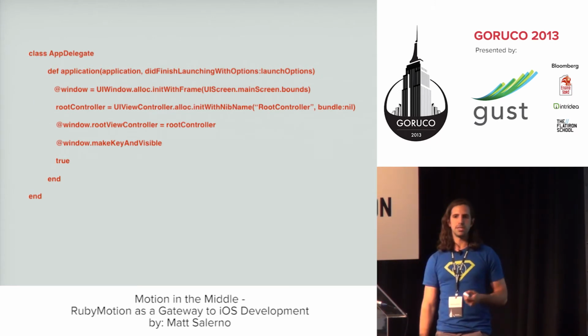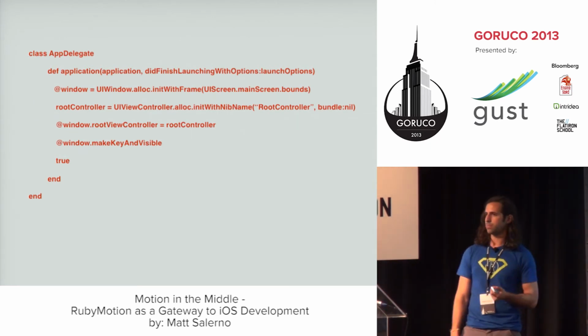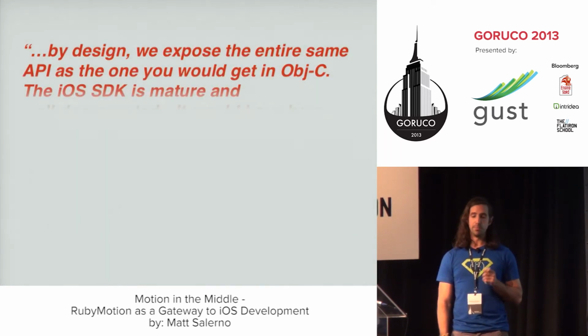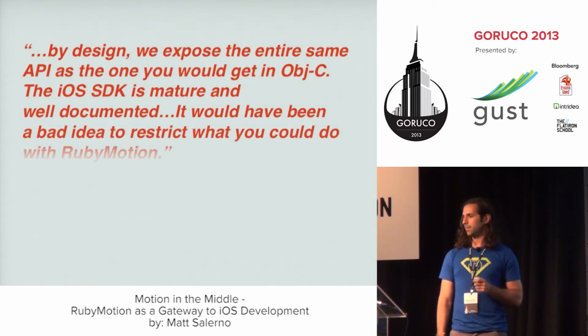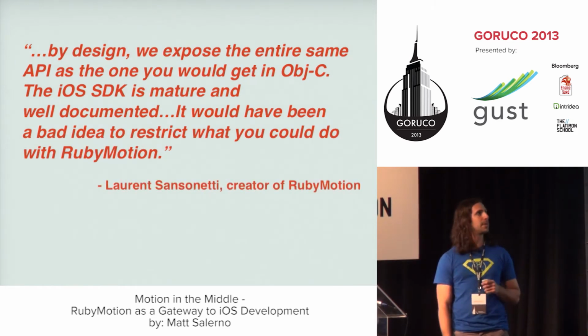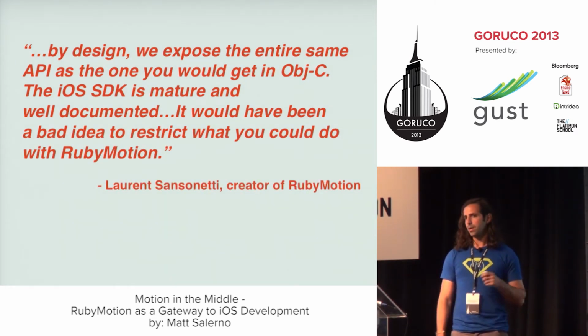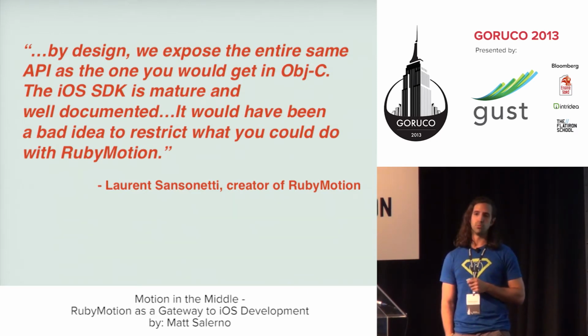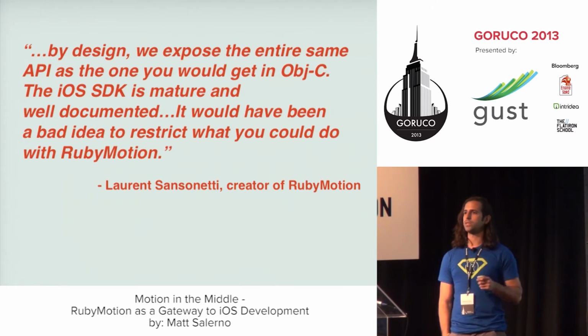Now, I spoke to Laurent Sansonetti, who's the creator of RubyMotion, about this, and he said the following. And he's Belgian, but I won't kill you guys with my impersonation of his accent. But by design, we expose the entire same API as the one you'd get in Objective-C. The iOS SDK is mature and well documented, and it would have been a bad idea to restrict what you could do with RubyMotion, right?